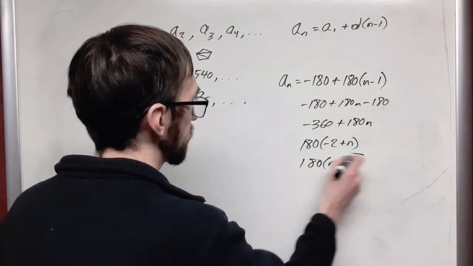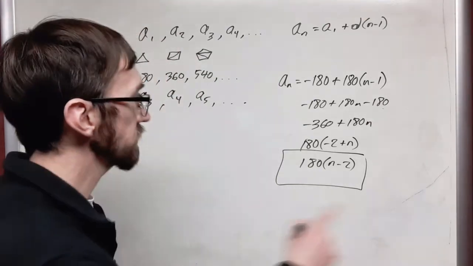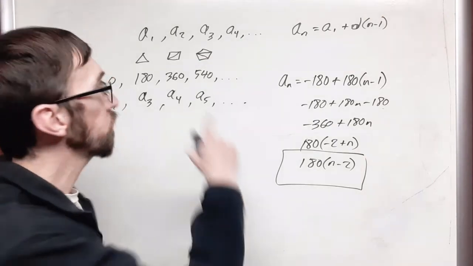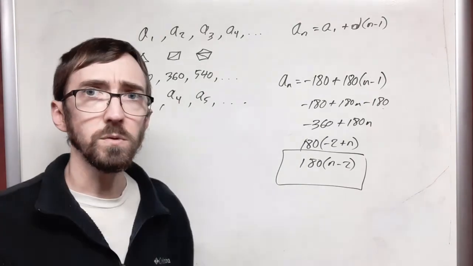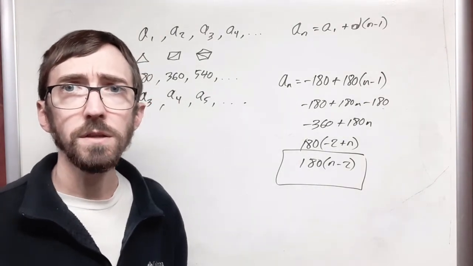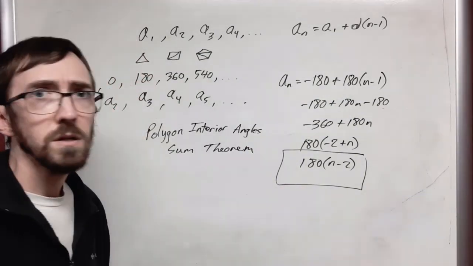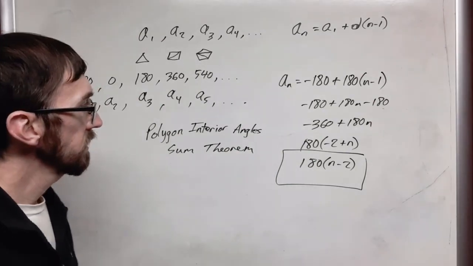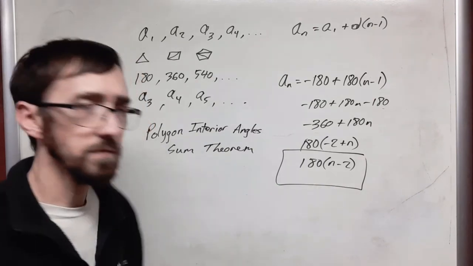And this is the formula that we need. This will be the formula that tells us the interior angle measure for our polygons in the plane, starting with the triangle and moving towards the n-gon, whatever polygon that you need moving forward. This is our polygon interior angle sum theorem. And so this n is the number of vertices that you have in your polygon.